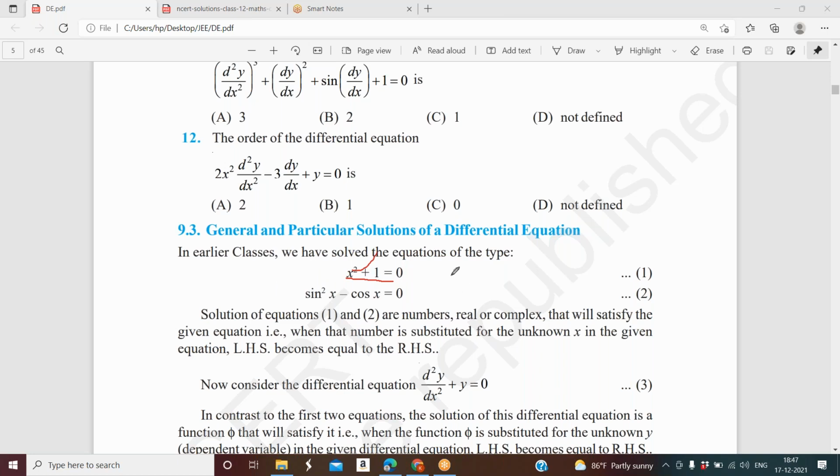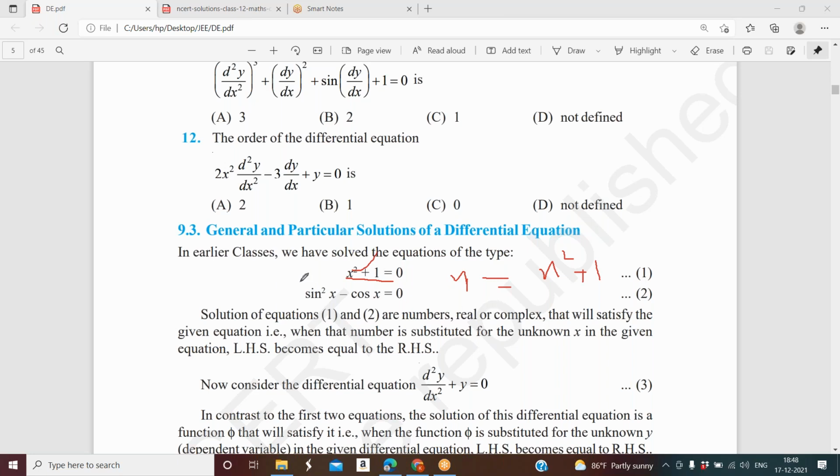Suppose this function can be taken as y equal to x square plus 1. If I take y equal to x square plus 1, okay, then I will give values for x. So I'll be getting values for y. Then if I plot the values, where it crosses the x-axis, if x-axis means I will put y equal to 0. So that is called the solution, right?